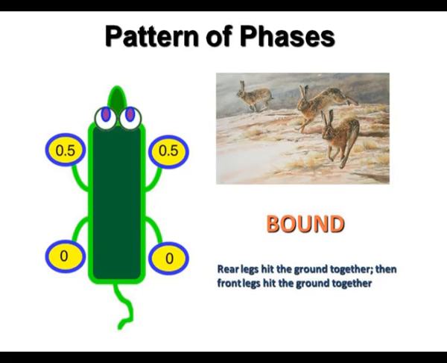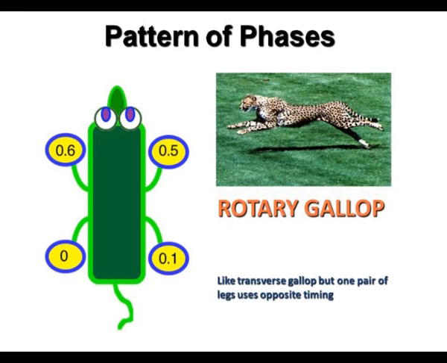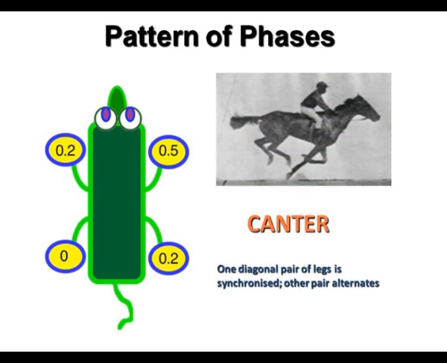For the bound, the hare, which I haven't shown you pictures of, back, then front. Yeah? Think of a dog moving really, really fast. Then it gets more complicated for things like the transverse gallop, the rotary gallop, which is what a cheetah uses, which is very similar, but one end is switched left-right compared to the others. The canter, which is really quite bizarre, has one diagonal pair going out of phase 0 to half, 0 to half, and the other pair hitting the ground together, which are the two basic two-legged gaits.